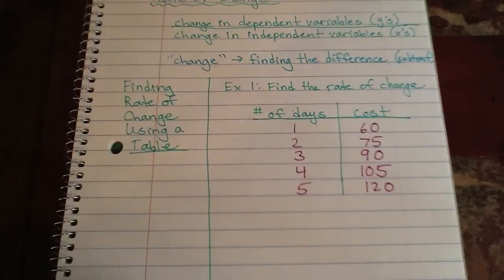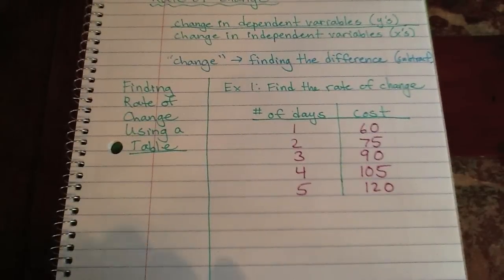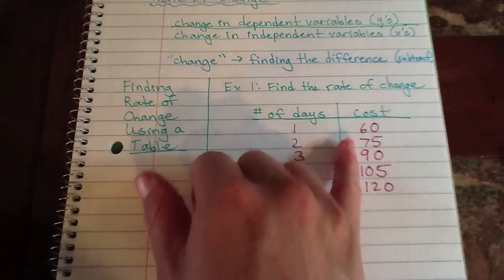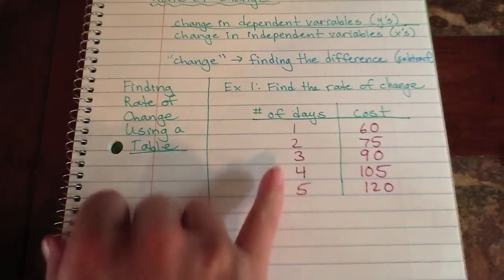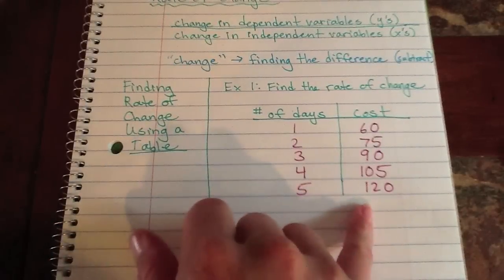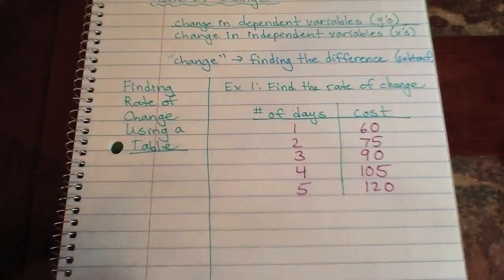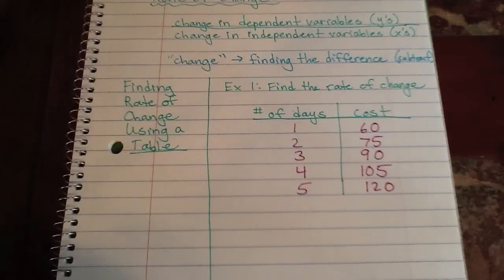So when you go to find your rate of change, all you have to do is look at any 2 points in the table. It doesn't matter. You can pick 1, 60 and 5, 120. You could pick 4, 105 and 5, 120. 2 with 75, and 4 with 105. Any variation you want, it doesn't matter. Everyone should end up with the same answer at the end.